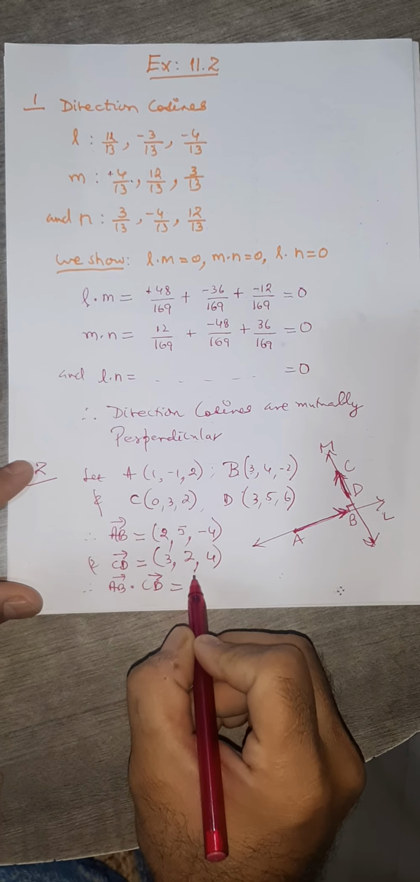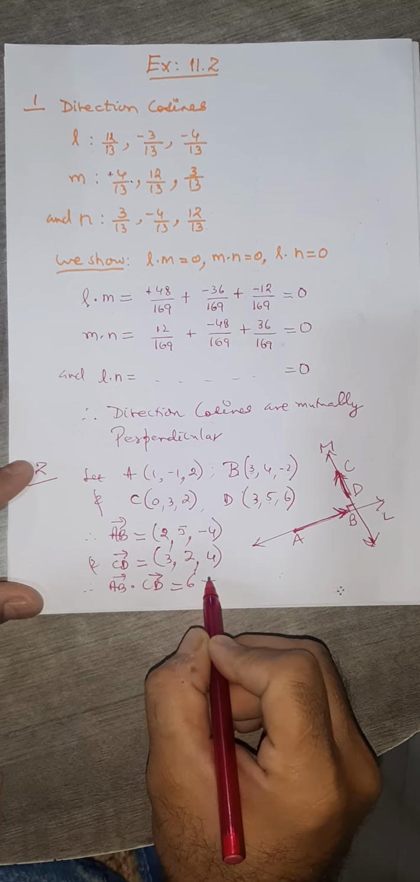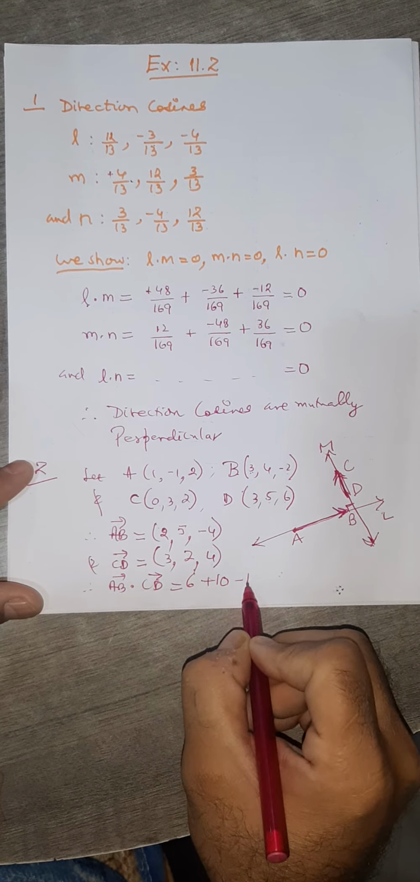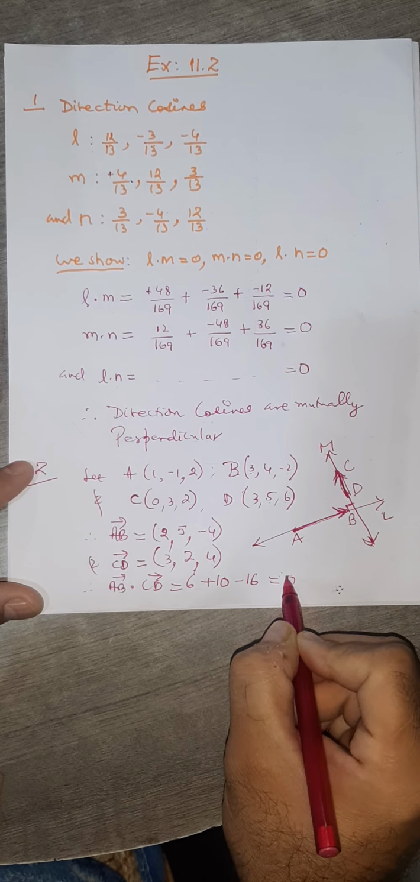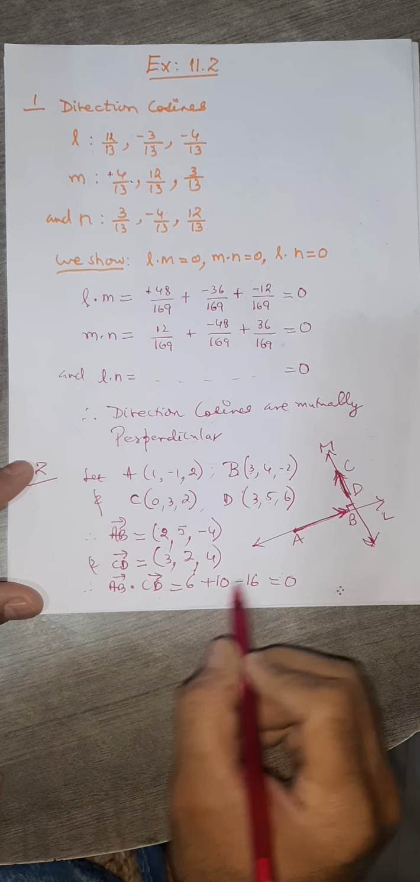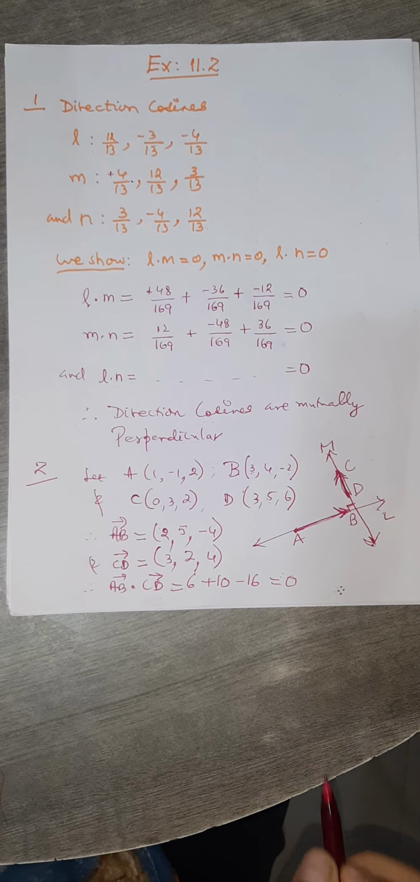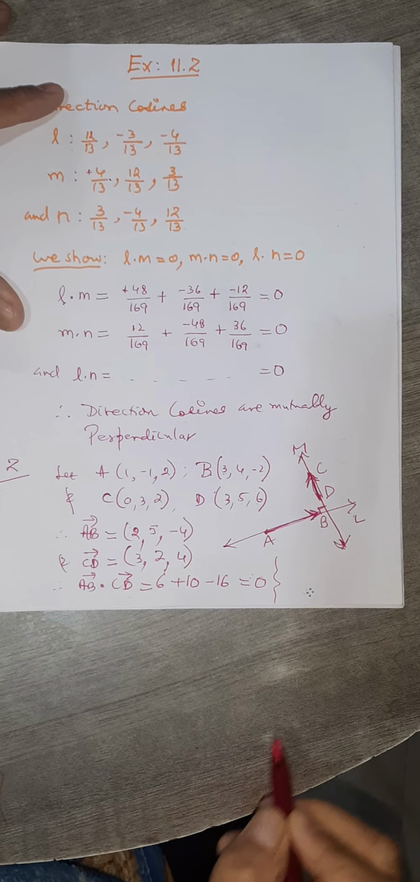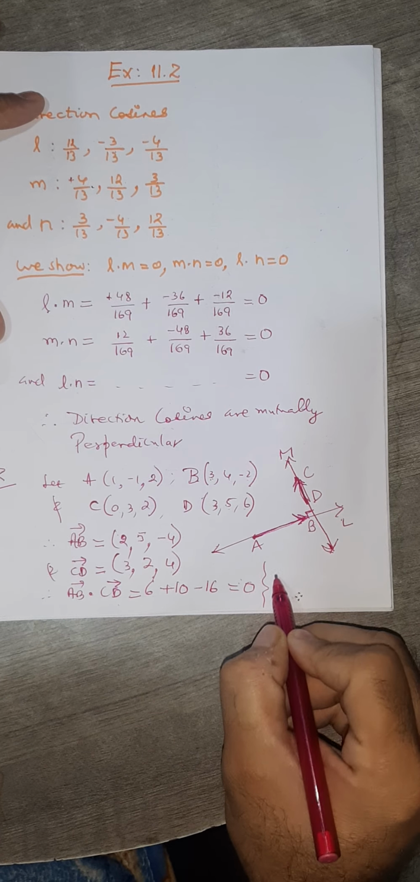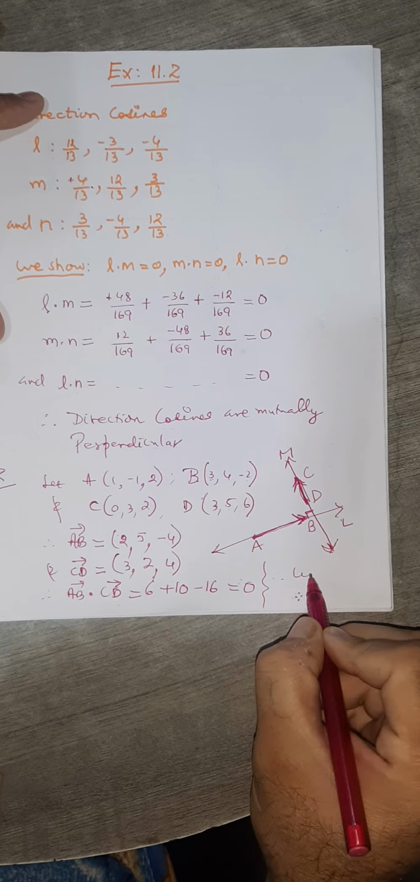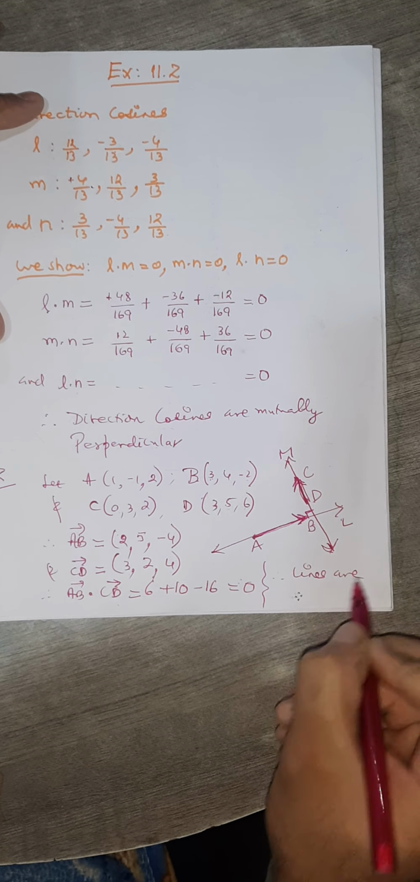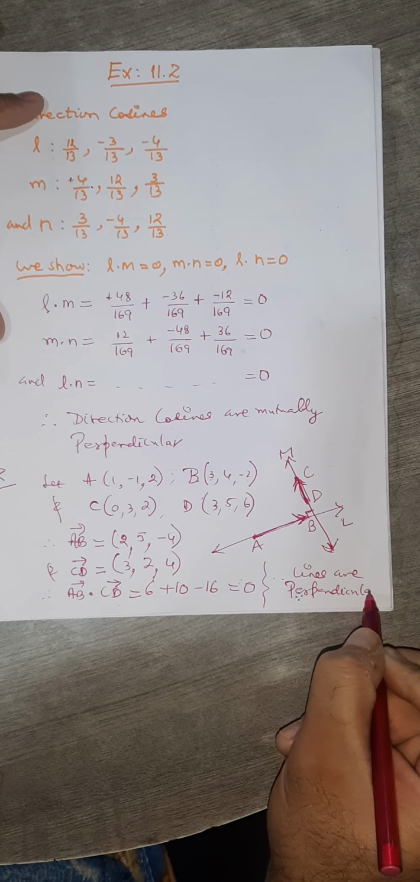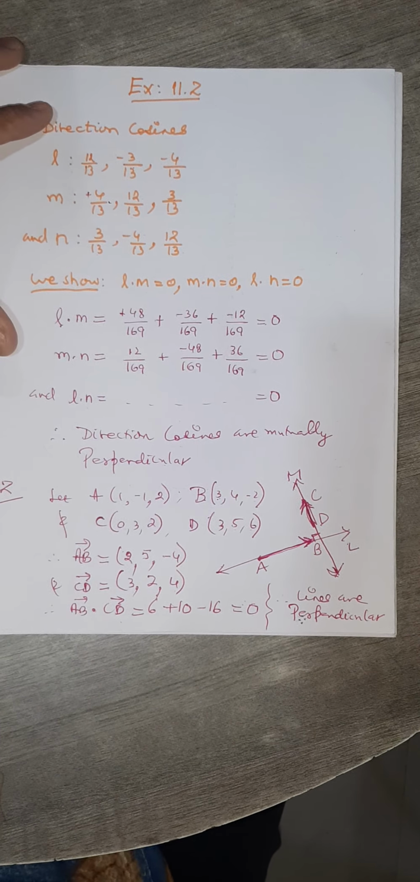So here the dot product will be 2 into 3, which is 6, plus 5 into 2, which is 10, minus this into this, which is 16. So you can see that it is 0. So the dot product of the directions of these two lines is 0. So therefore, what is your conclusion? Therefore, you can say that the lines are perpendicular. That's what you wanted to show. Fine. Lines are perpendicular.